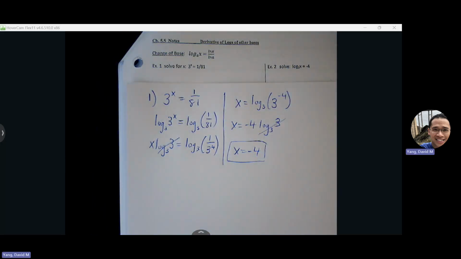So natural log and exponential base e cancel out. Log base 3 and exponential base 3 cancel out. Log base 5 and exponential base 5 cancel out.